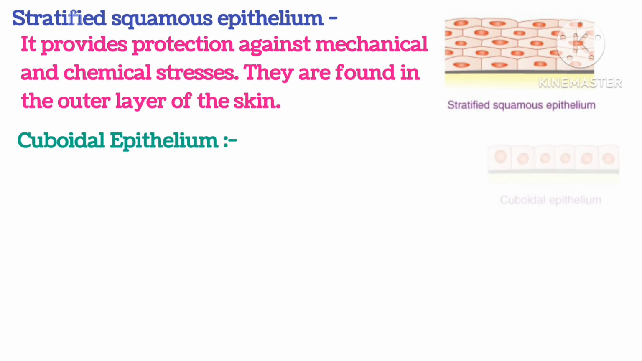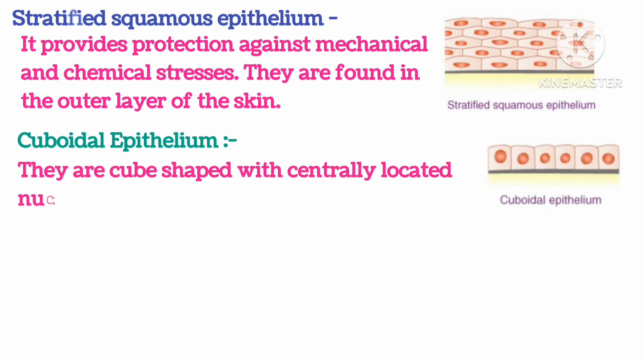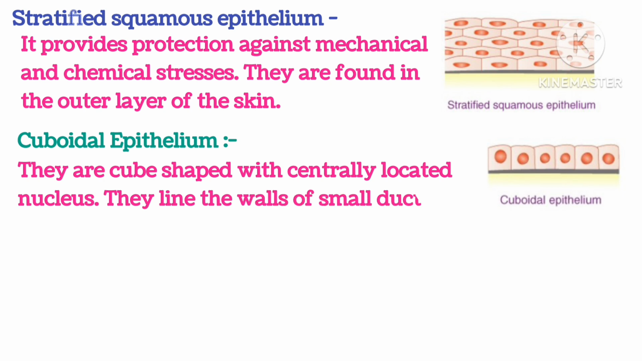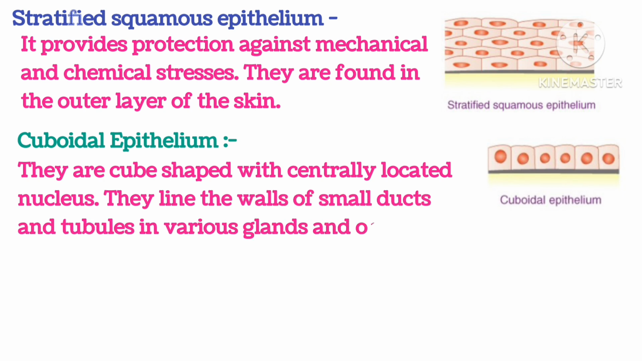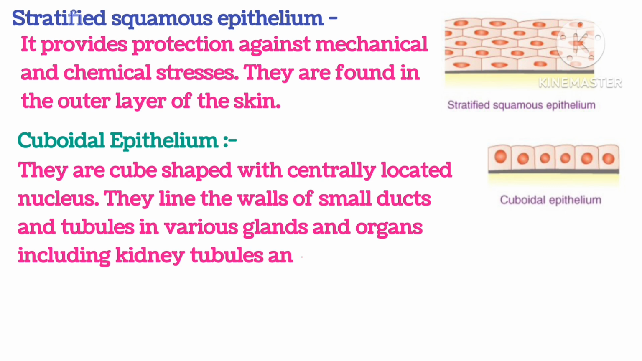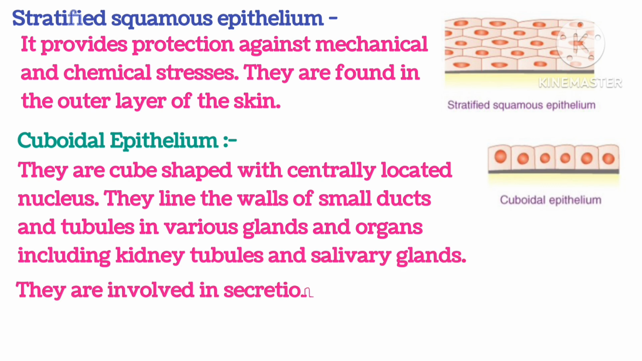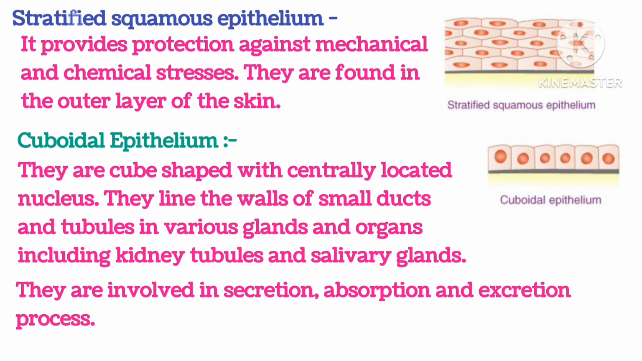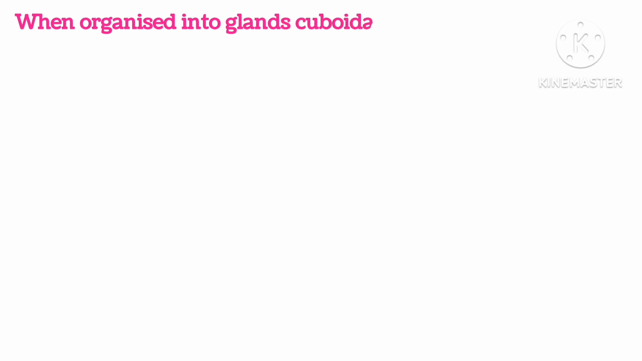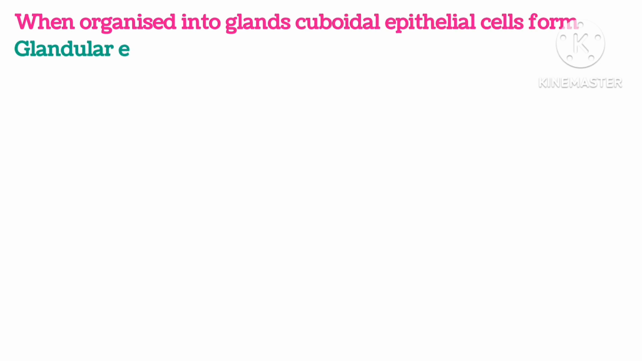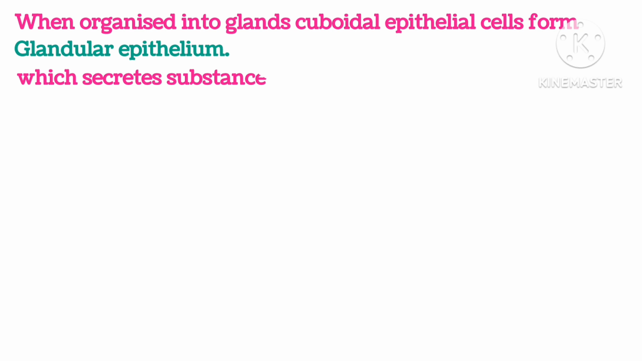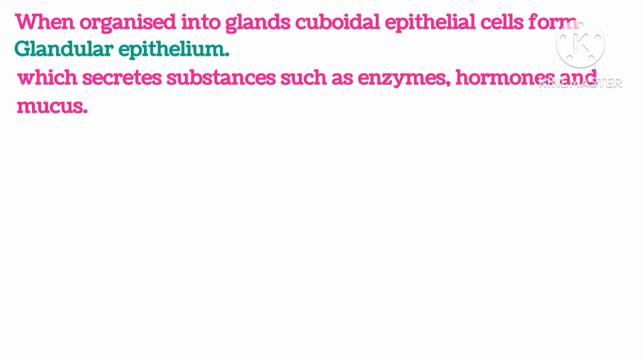Next type is cuboidal epithelium. They are cube-shaped with a centrally located nucleus. They line the wall of small ducts and tubules in various glands and organs, including kidney tubules and salivary glands. They are involved in secretion, absorption and excretion processes. When organized into glands, cuboidal epithelium cells form glandular epithelium, which secretes substances such as enzymes, hormones and mucus.